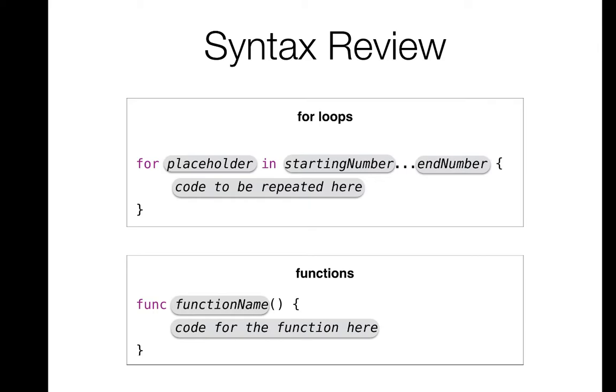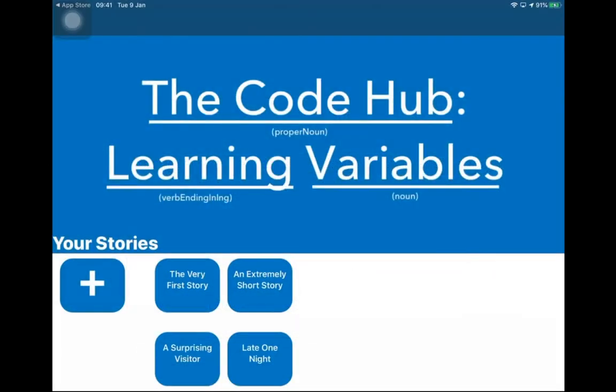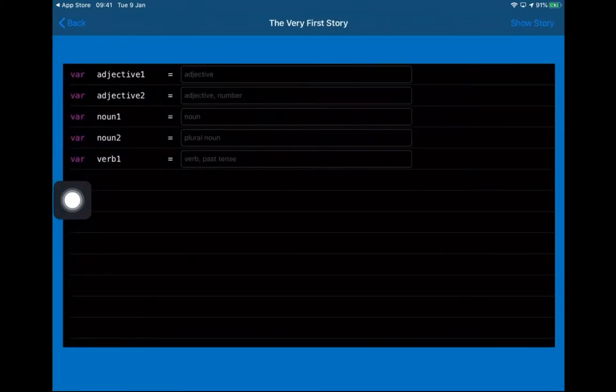Hopefully by now we have our Learning Variables app downloaded. So if you want to go ahead and launch that, it's a pretty simple app. There's nothing too crazy about it. Since this is our first time using the app, we're going to tap on the very first story down here. Down here we have our stories. We have a big plus button that we'll look at in just a second. But first we'll tap on the very first story.